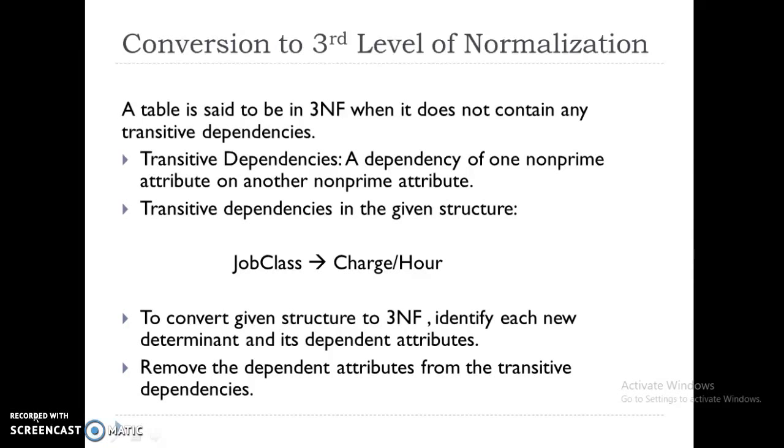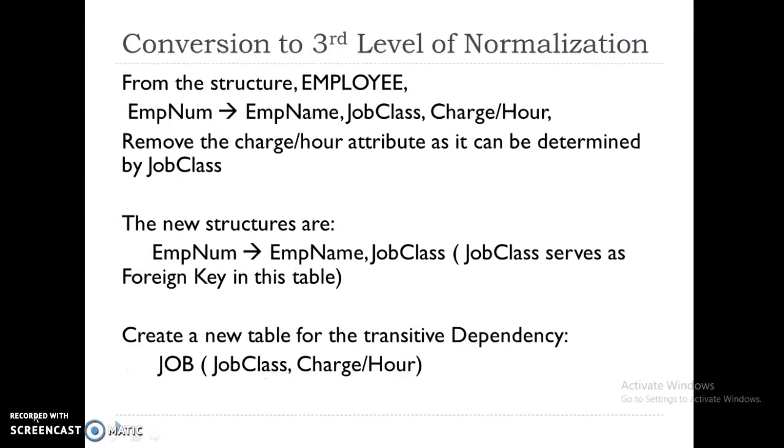Now we notice that we had this dependency where if you know a person's job class, you would be able to determine their charge per hour. Also, neither job class nor charge per hour is a part of our primary key. Hence, this is a transitive dependency and needs to be removed from our existing structure if we want to move our entire database into the third level of normalization. So now, in a similar way to what we did for the second level of normalization, we try to remove this particular dependency and create a new relation or table for it.